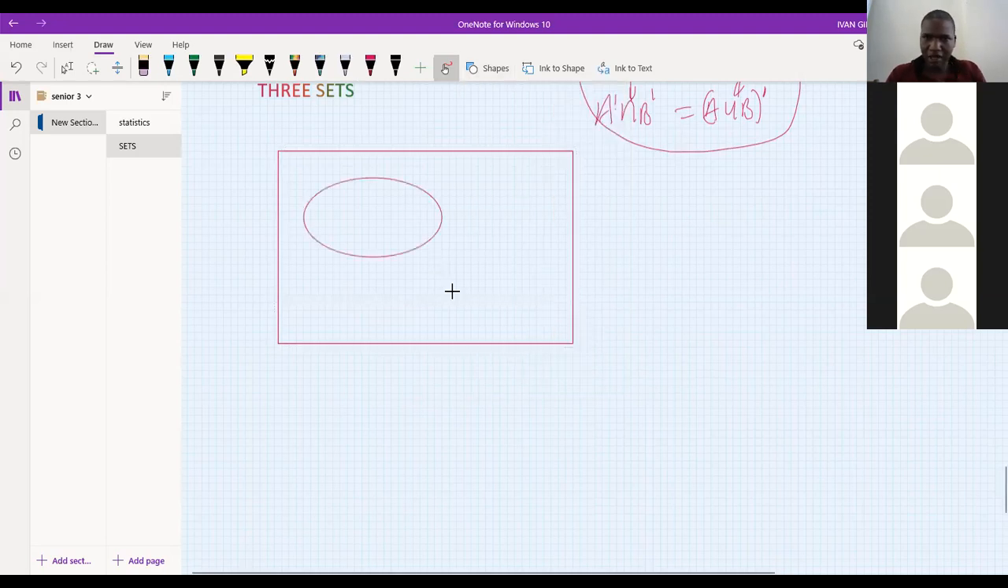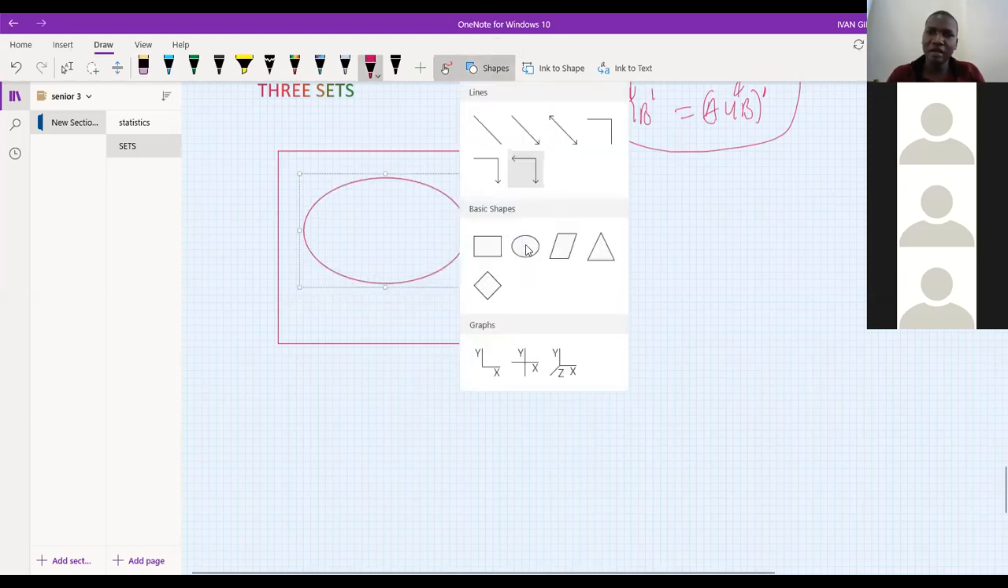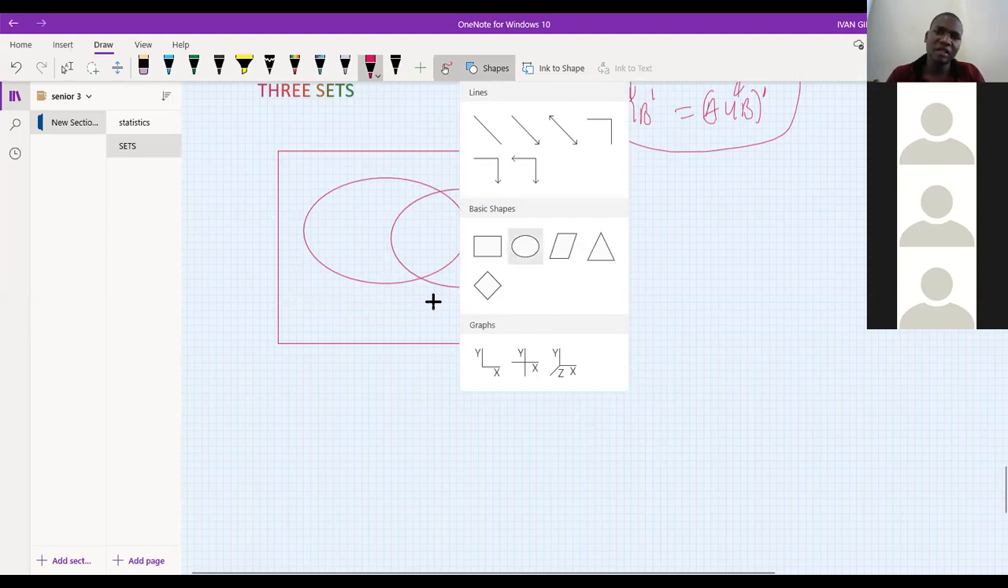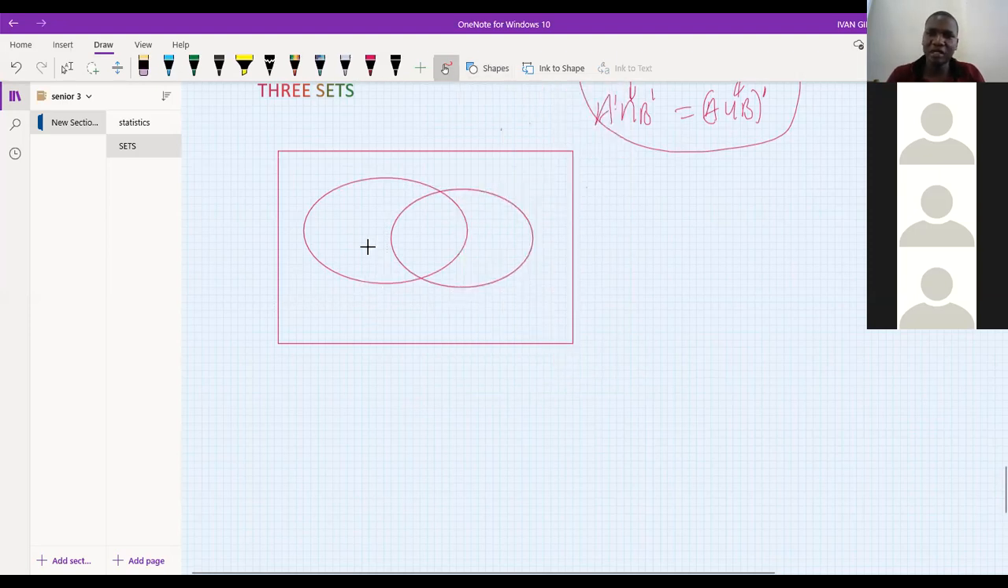Okay. So we have one set. This is one set. We're dealing with three sets. So three sets always compare three issues, three events. Maybe you have subjects, maybe physics, math, and English, or you have sports. Maybe people play volleyball, netball, and football. Three sets will always relate three things.